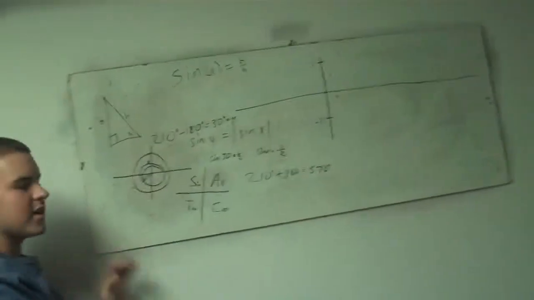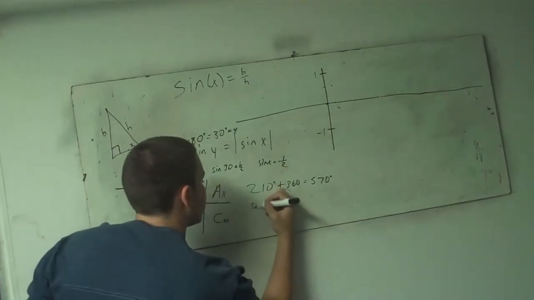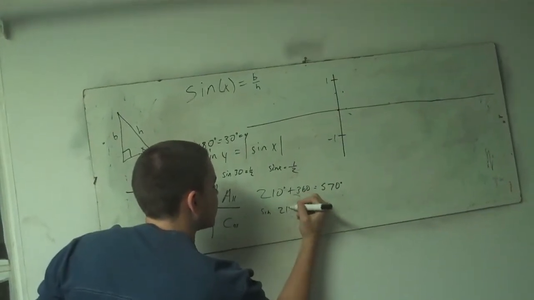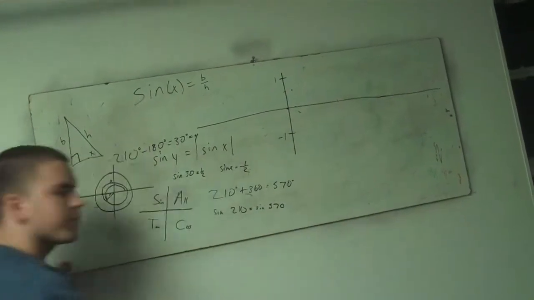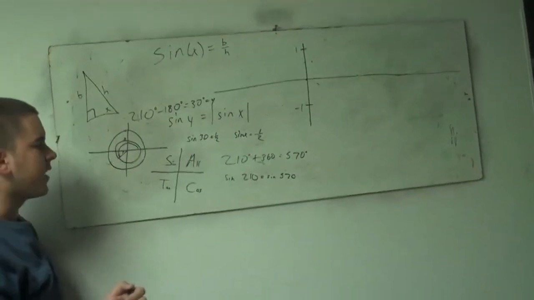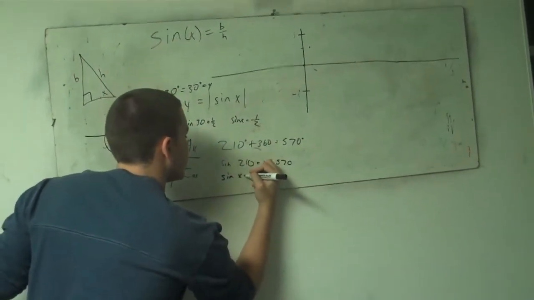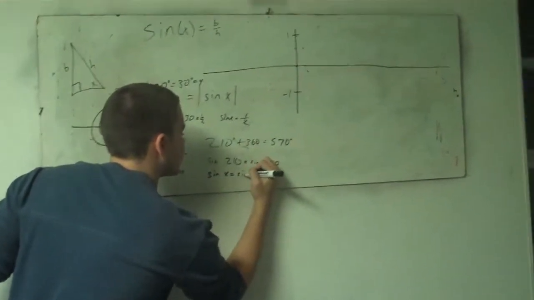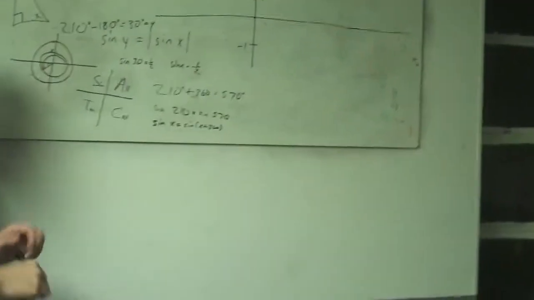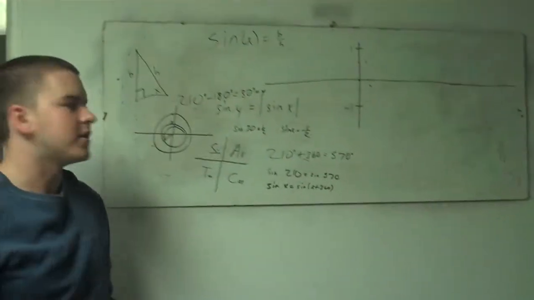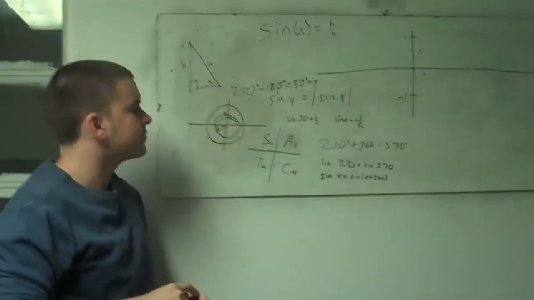But because it has that same y value there, we know that the sine of 210 is still going to be equal to the sine of 570. So what's a rule of thumb that we can follow? If we have the sine of x, it's always going to be equal to the sine of x plus 360. And using this, we can find the sine for any angle that we're given.